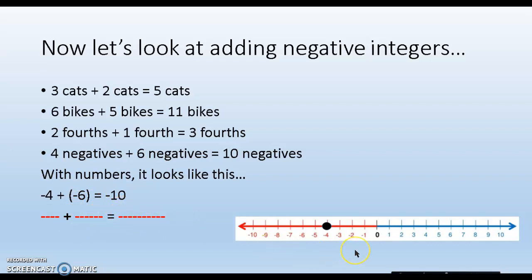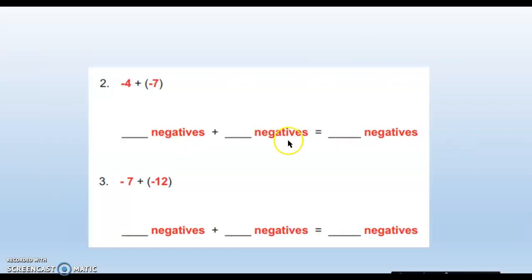You can also think about it on a number line. If we start at -4 and we add 6 negatives, we end up on our number line at -10. So if we have 4 negatives plus 7 negatives, we end up with 11 negatives, which is -11. If we have 7 negatives and we add 12 more negatives, we have 19 negatives, which is -19.